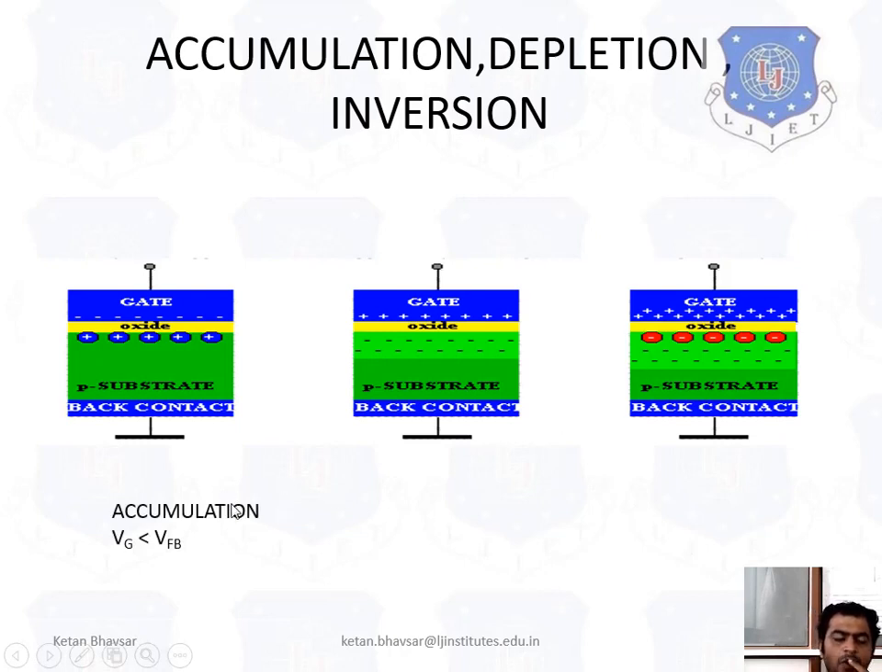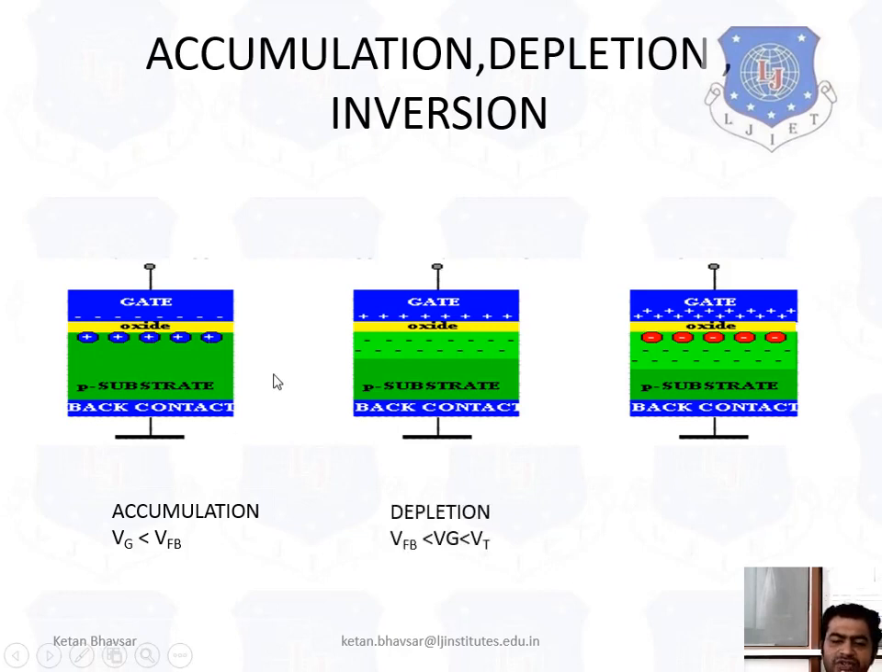Now you can see, if you apply voltage Vg less than Vfb, it's basically the flat band concept, or we can also consider the gate to source voltage. Then because of the negative charge, it's less than the threshold voltage, so positive holes will be attracted near the surface. As you can see, when Vg is less than Vfb, or we can say when Vg is less than Vt, the negative charge is applied on the gate terminal, so holes are attracted near the surface. As you can see, it looks like this.